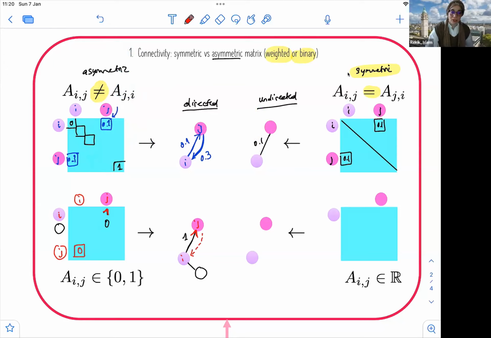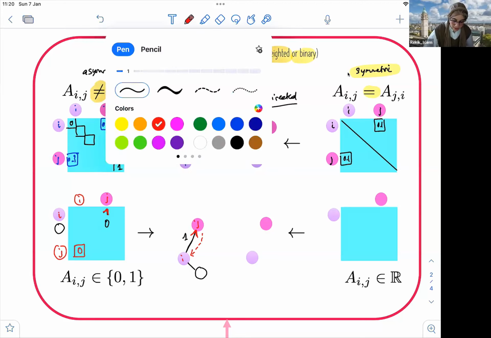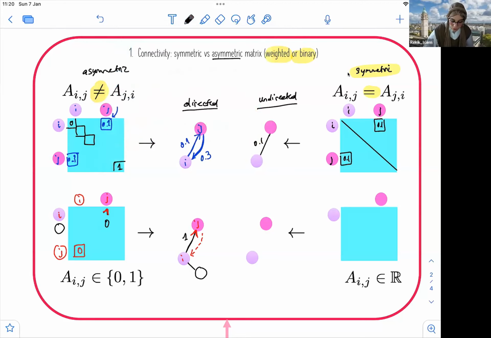Okay, so here you can have binary symmetric and asymmetric matrices, and you can have the same, of course, when you have a weighted matrix. It's more generic. It's a generalization of the binary.